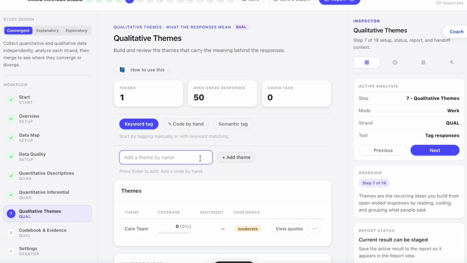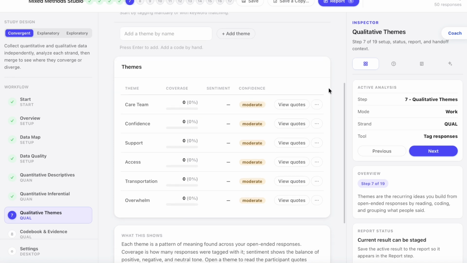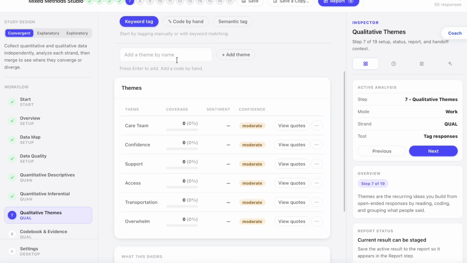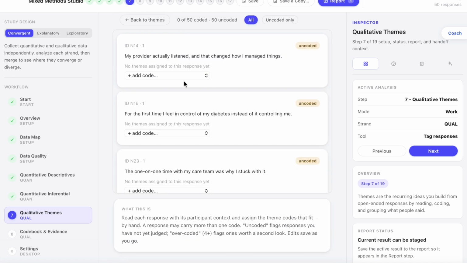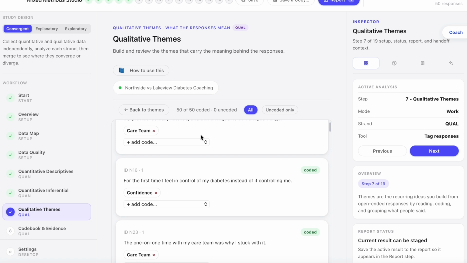Instead, I add my own 6 themes, the ones that come from actually reading the responses: care team, the coach and nurse relationship, confidence and control, support, meaning family and peers, access, the cost and insurance and food barriers, transportation, and overwhelm, the plan feeling like too much early on. Then I code all 50 responses into those themes. And one thing worth knowing, a single response can carry more than one code because people rarely say just one thing. When I'm done, here's the shape of it.